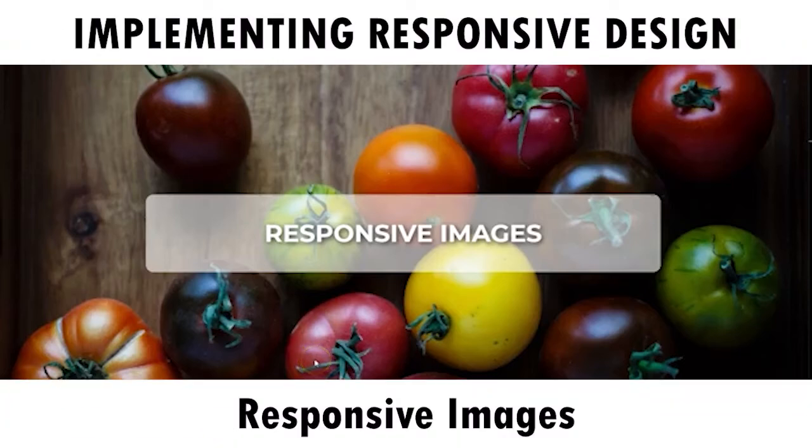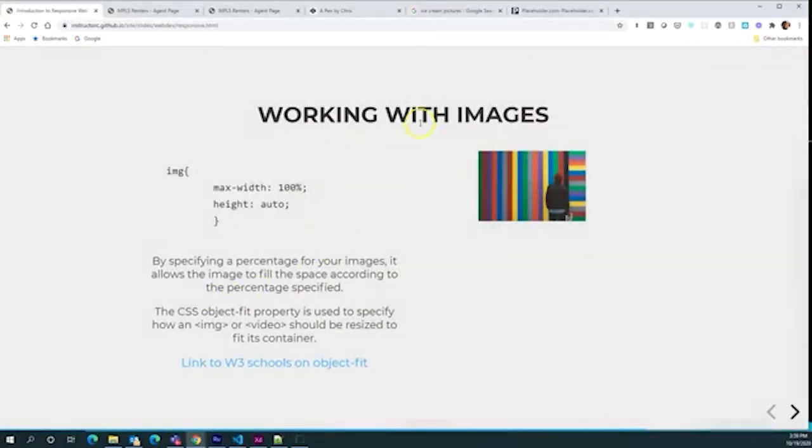All right, in this last video within the implementing responsive design series, I want to focus on making our images responsive. So in this slide here, you'll see that one easy way to make our images responsive is that we would target the image, whatever image we want to target within our design, and we would give 100%. So in this case, we would change the width or the max width to 100%.